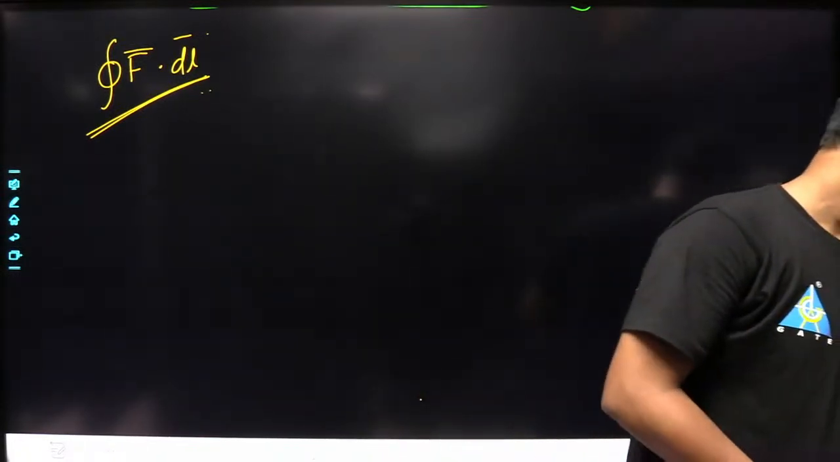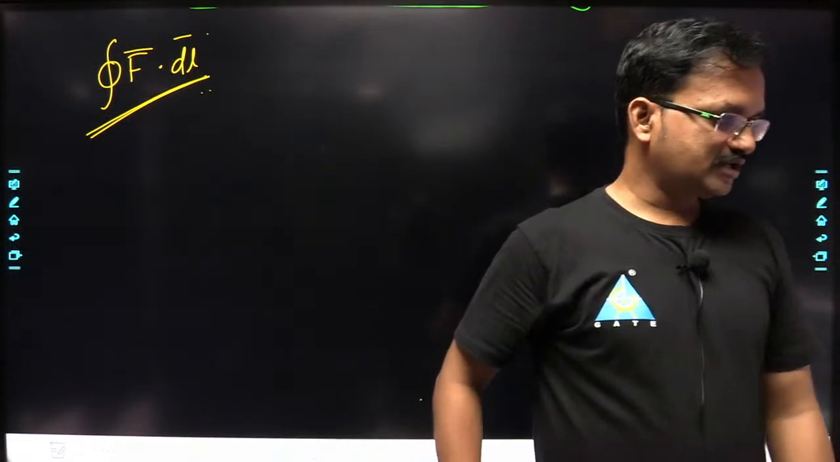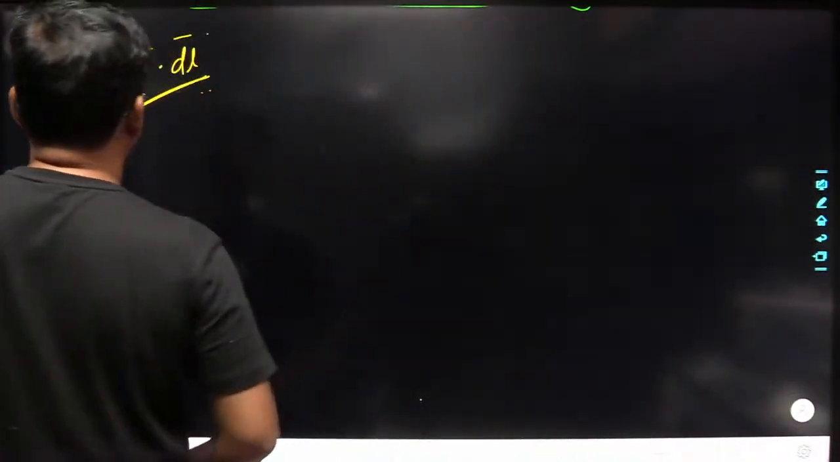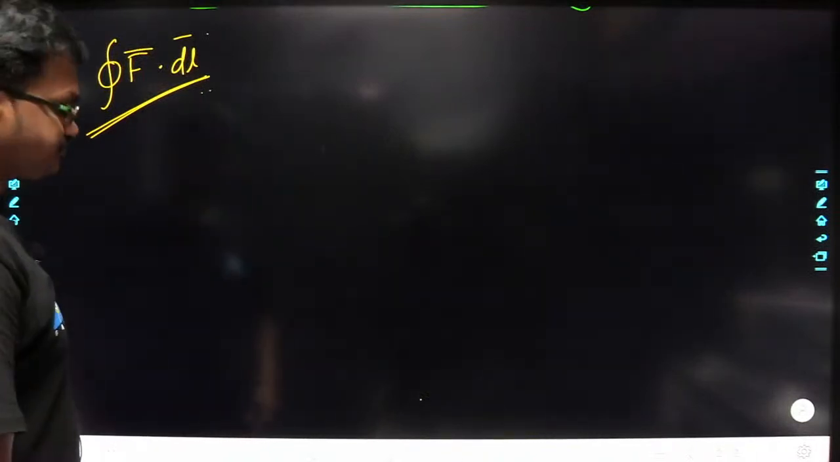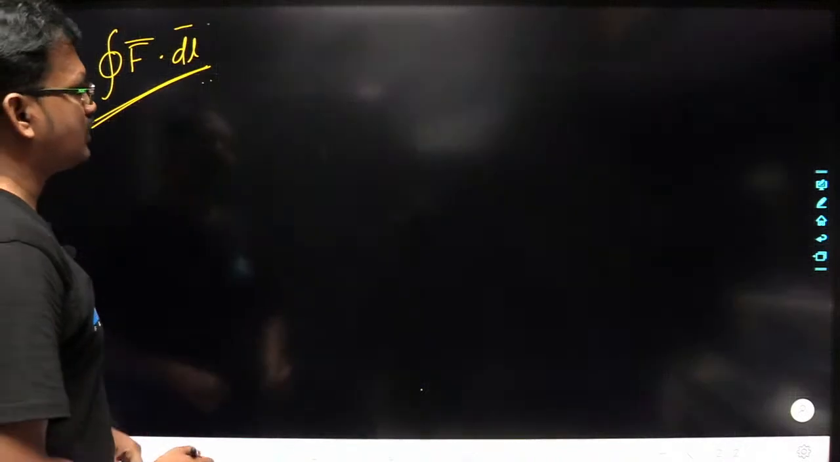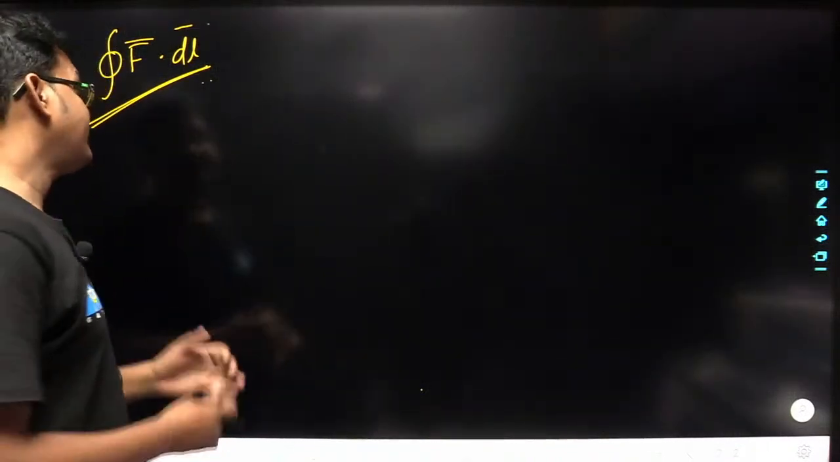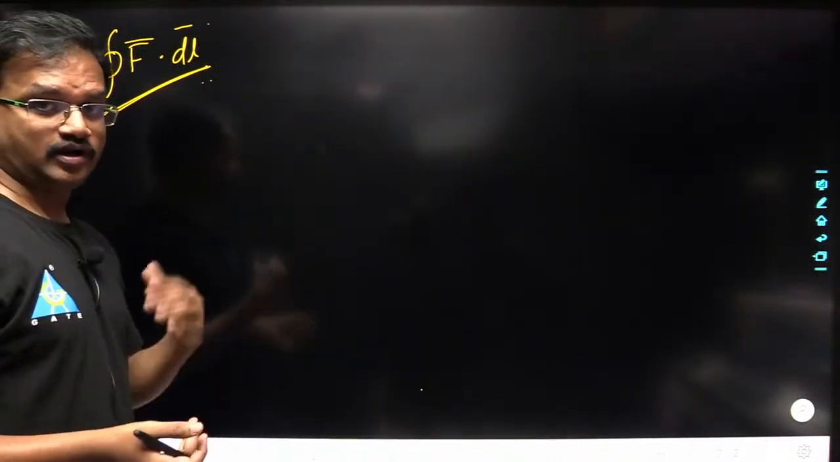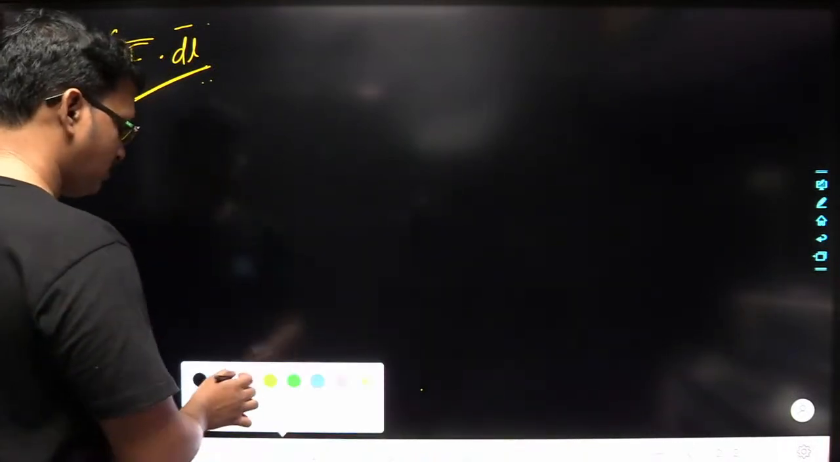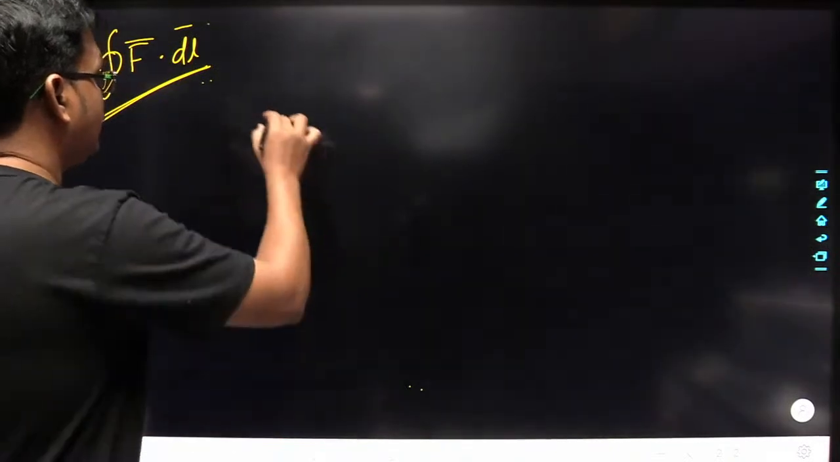Yes. Okay, so I hope it is crystal clear here. Next, now we will take one small example and try to determine the circulation of the vector field around that closed loop. Okay, so now we will take one example.